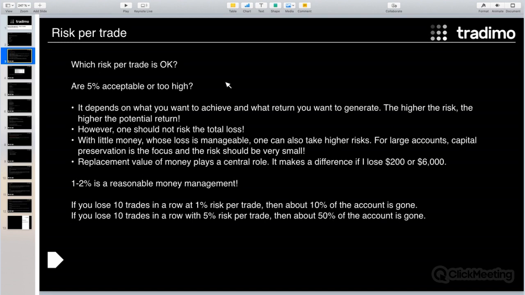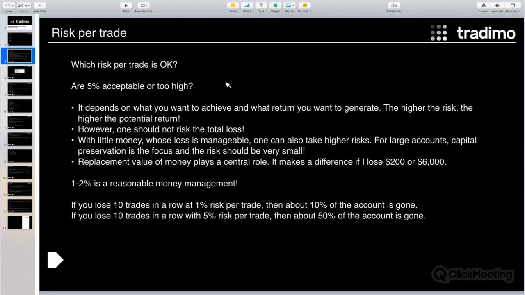So which risk per trade is okay? This is a question a lot of traders ask themselves. And most of them, especially beginners and newbies, come to the conclusion that maybe 5% or 4 or maybe 6% per trade to risk is okay, because the higher the risk, the better and the higher is the return. But you have to be very careful with this kind of approach, because you destroy your bankroll, your trading account, and this is not helpful.